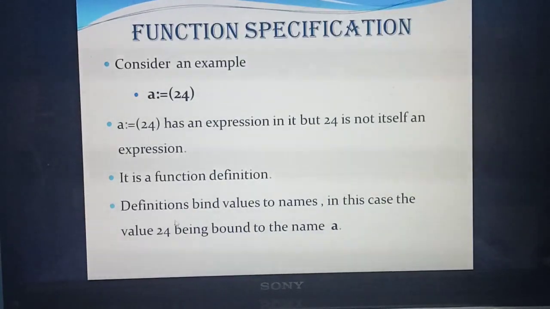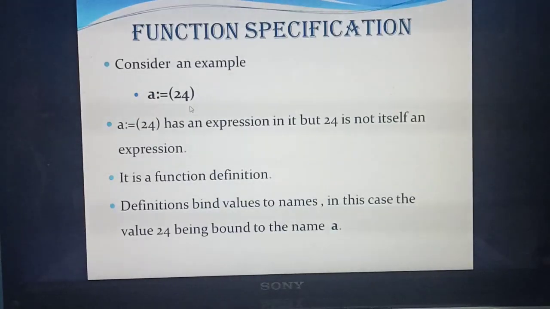Understood? So what do you mean by definition? It will bind values to names. So what's the meaning of this? Listen, a colon equal to 24. Here how many values are there, and how many names or variables are there? Think and say: a colon equal to 24, how many values? Totally only one value. What's the value? 24, isn't it? How many variables are there here? Only one variable. What's the name of the variable? A. So like this, when we give one expression, we can say this is a function definition.